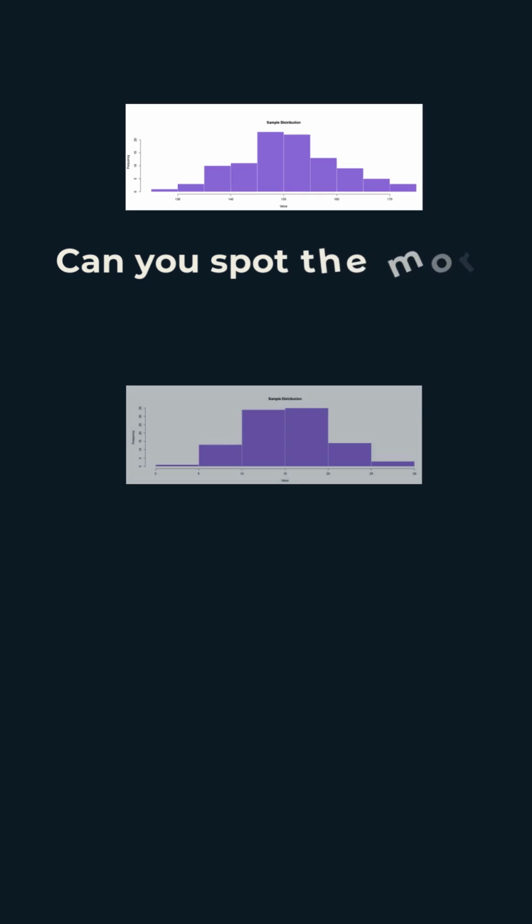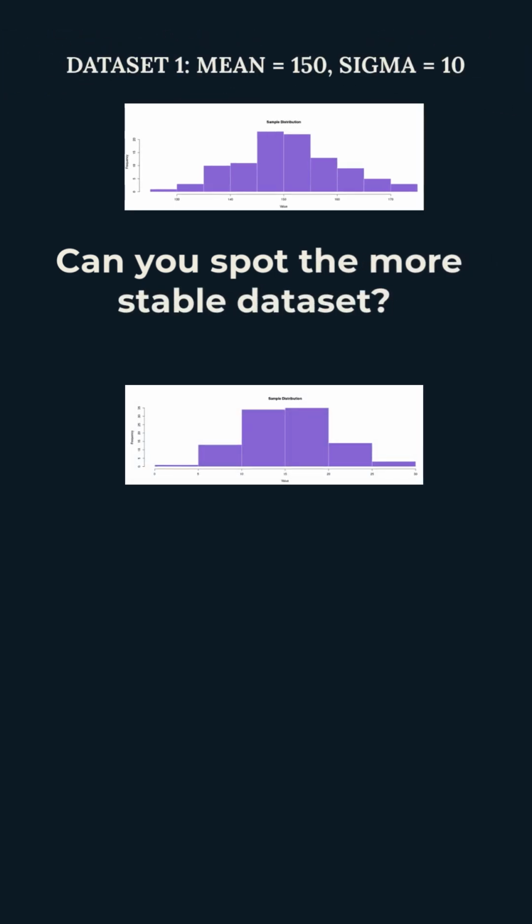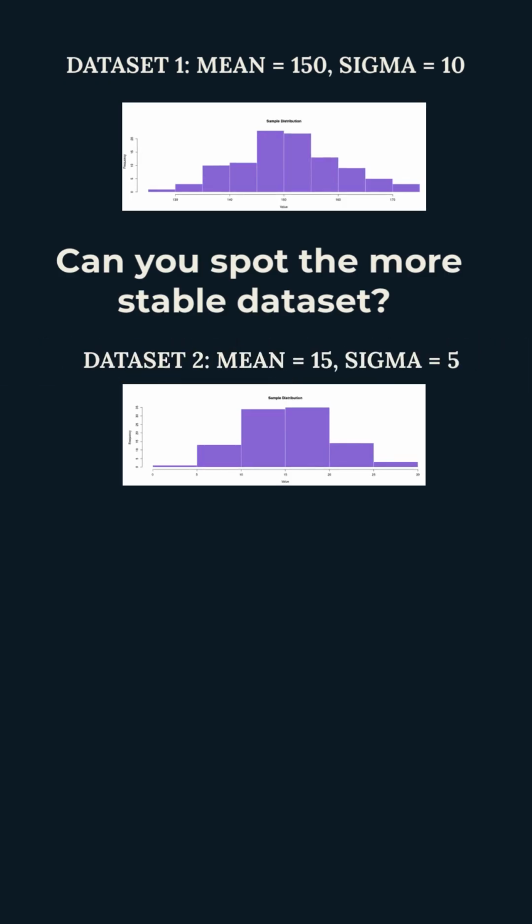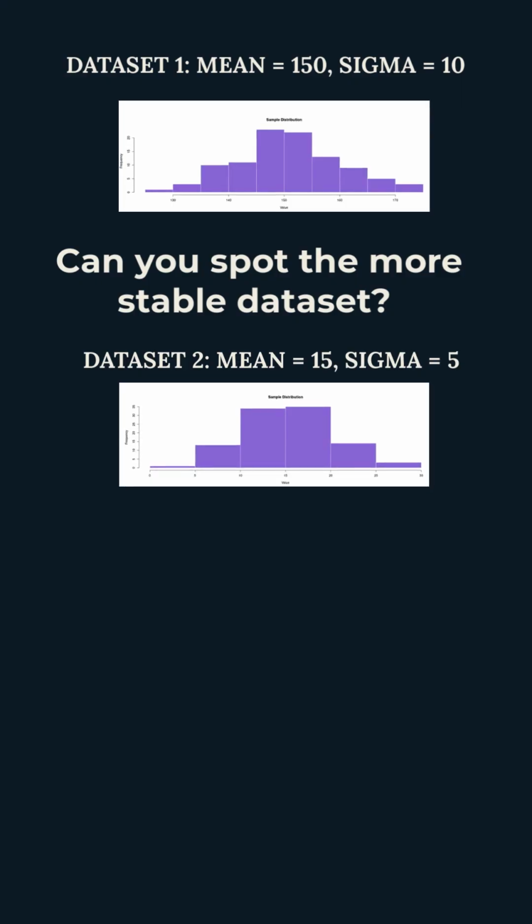Can you create two datasets where one looks chaotic but is actually more stable? Try mean equals 150, sigma equals 10 for dataset 1, and mean equals 15, sigma equals 5 for dataset 2. Then compare their CVAR slopes. The truth is in the angle.